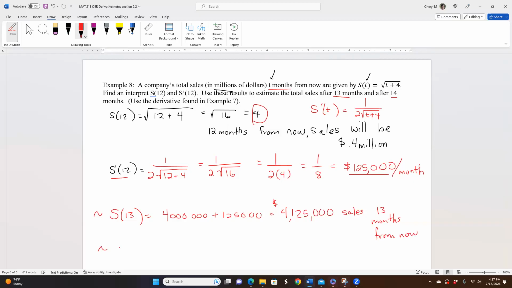And at 14 months, we'd be up another $125,000. So we could write 4,125,000 plus 125,000. So that would be $4,250,000 would be our estimate of sales 14 months from now.